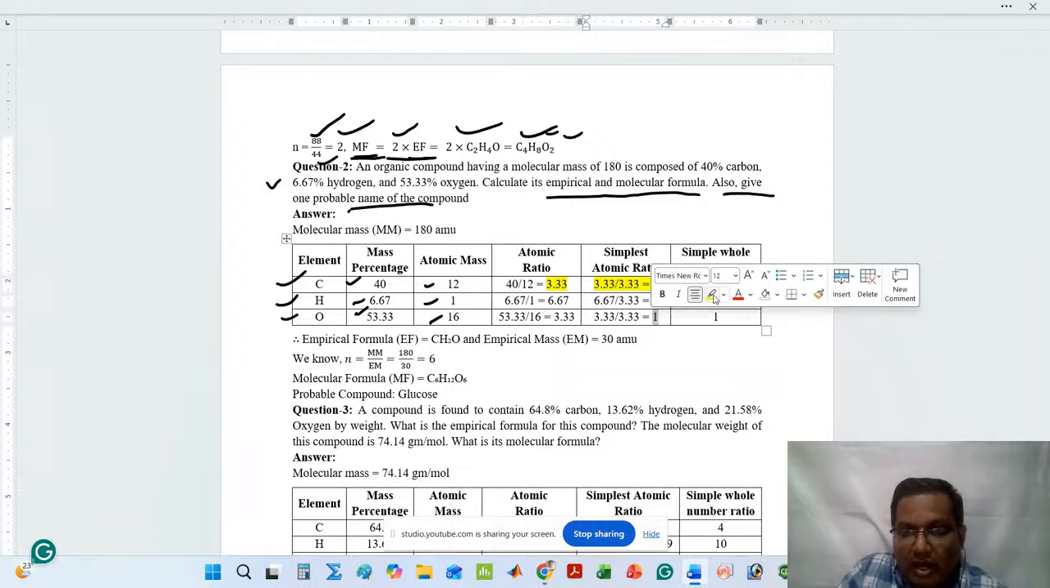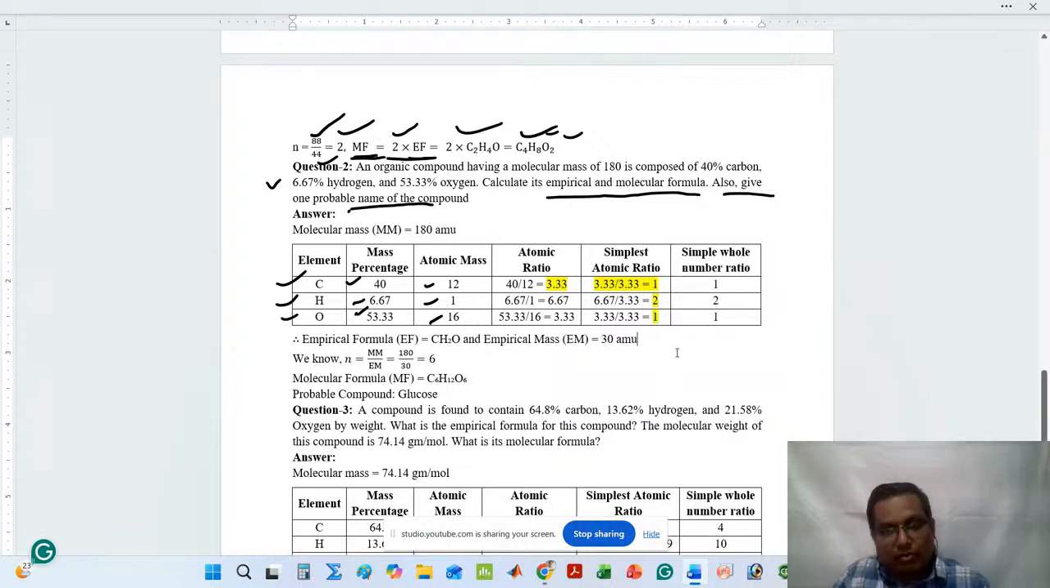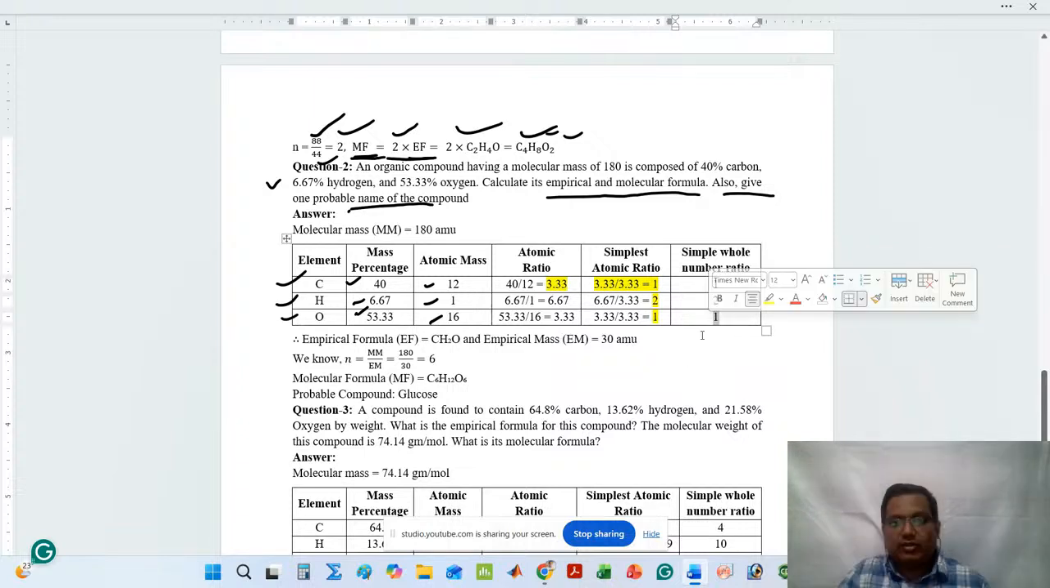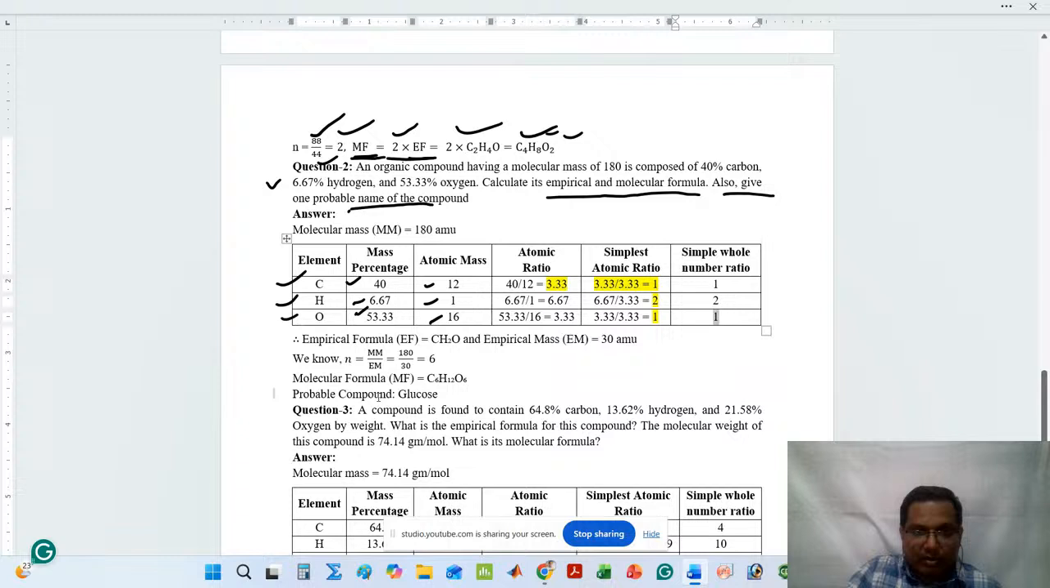Look at that. All the values are in simple whole number. So next step is the same with the simplest atomic ratio. That means here I can write 1. Here I can write 2. Here I can write 1. This is the simple whole number ratio. As per the simple whole number ratio, I can write the empirical formula. The empirical formula is what? This is your carbon.